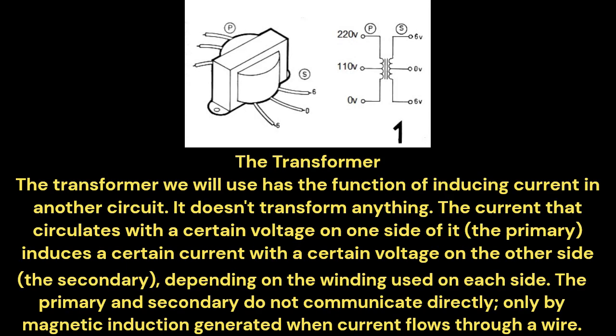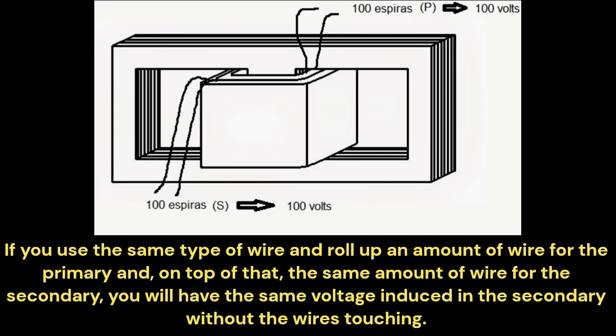The transformer. The transformer we will use has the function of inducing current in another circuit. It doesn't transform anything. The current that circulates with a certain voltage on one side of it, the primary, induces a certain current with a certain voltage on the other side, the secondary, depending on the winding used on each side. The primary and secondary do not communicate directly, only by magnetic induction generated when current flows through a wire. If you use the same type of wire and roll up an amount of wire for the primary and, on top of that, the same amount of wire for the secondary, you will have the same voltage induced in the secondary without the wires touching.